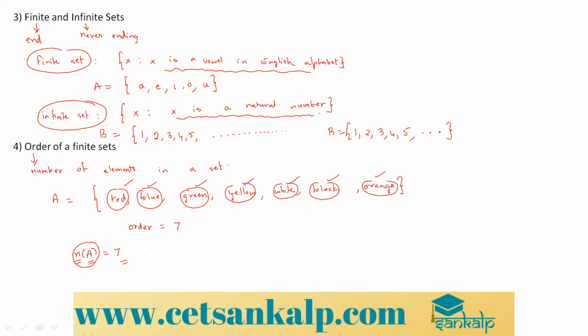I can write the order only for finite sets because we can count the elements only in finite sets. In infinite sets, we cannot count. For example, see on the top, this is an infinite set. I cannot count how many elements are there. 1, 2, 3, 4, 5. After that, many are there. I can't sit and count. That's why for infinite sets, we can't write the order. For finite sets, we can write the order.